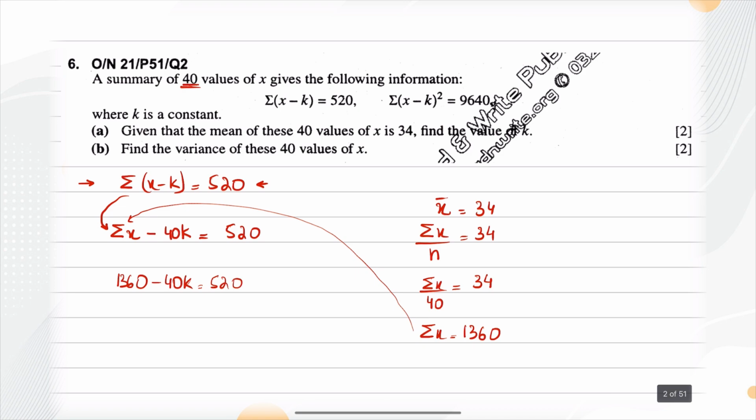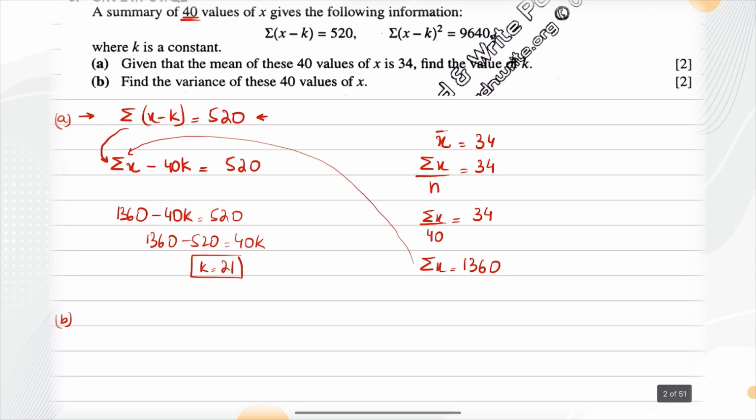Then if you solve for the value of k, you will get 1360 minus 520, divided by 40, which will give us the value of k, equal to 21. And there you go. That's your answer to the first part. So fairly easy question. Now comes part B, where we have to find the variance of these 40 values of x.